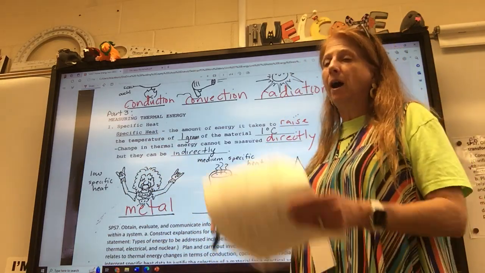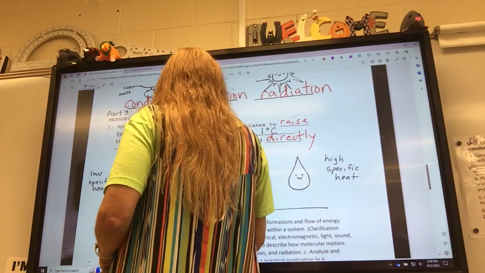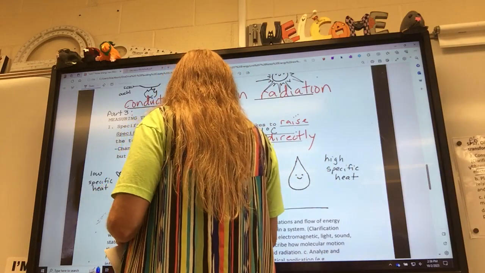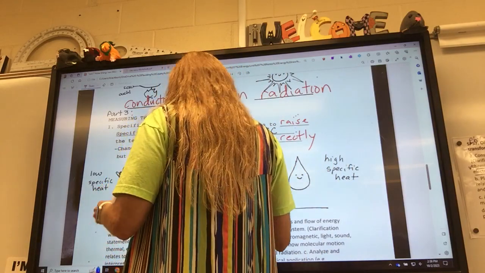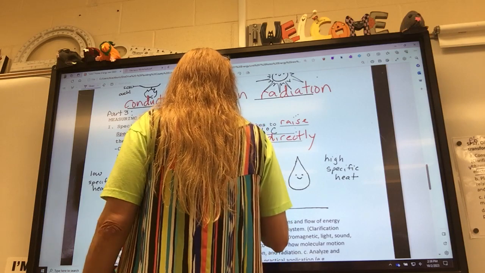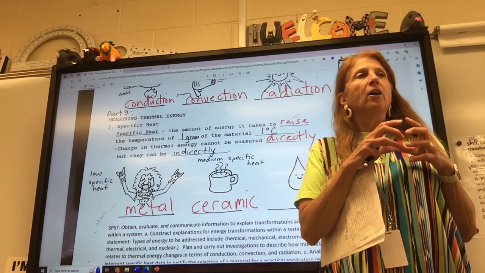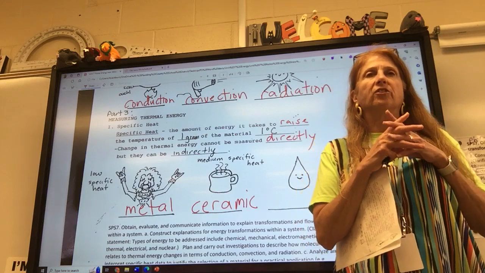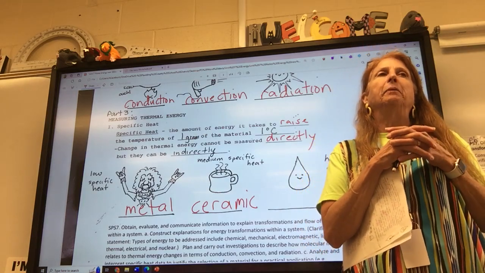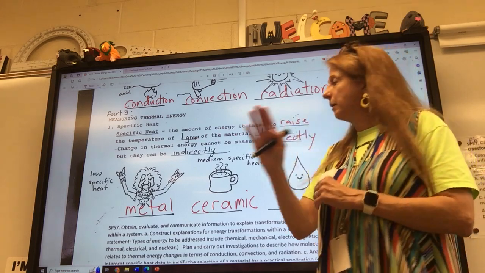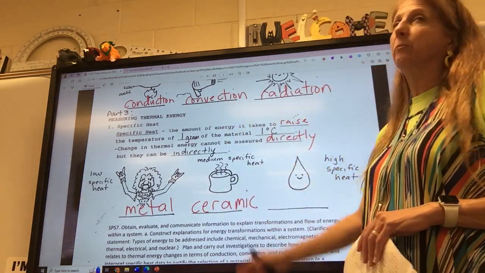The ceramic mugs are in the middle, and that's what we like about them. You can get your nice ceramic mug, it's going to heat up, it's going to keep your hot chocolate warm. You're going to enjoy holding that ceramic mug, and your hot chocolate's going to stay warm a good long time. And it's because ceramic has a medium specific heat.